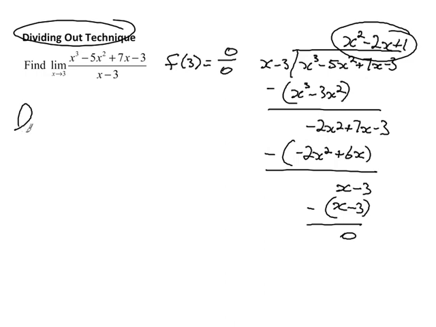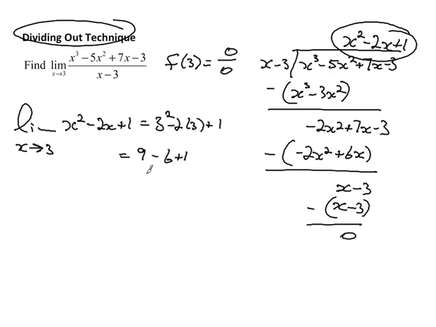So I am now going to take a look at the limit as x approaches 3 of this g of x, this equivalent function, x squared minus 2x plus 1. These agree everywhere except when x equals 3. So if I take the limit now where x goes to 3, I end up with 3 squared minus 2 times 3 plus 1. So I'll get 9 minus 6 plus 1, or this limit is equal to 4.